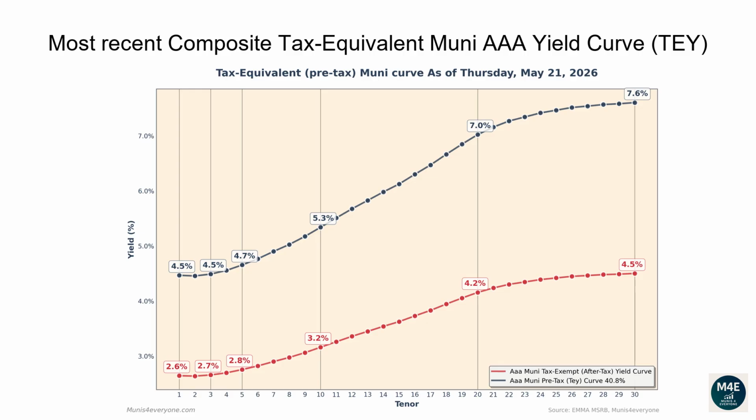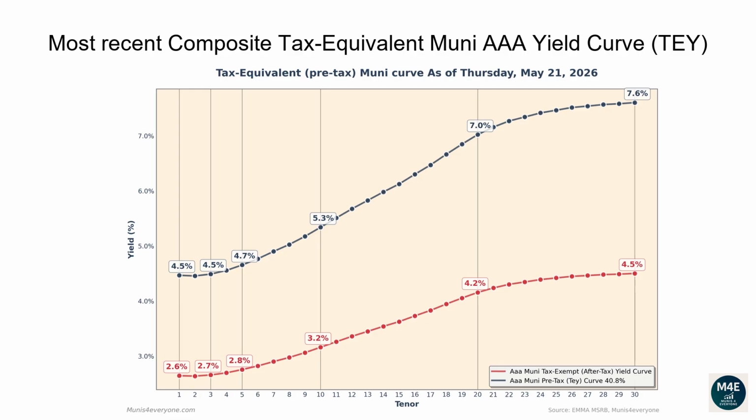Why would you care to see the tax-equivalent version of the Muni yield curve? More on this later. Let's first go over the pre-tax, aka tax-equivalent yield curve. The one-year tax-exempt yield is 2.64%, corresponding to a 4.46% tax-equivalent yield for investors in the top tax bracket.